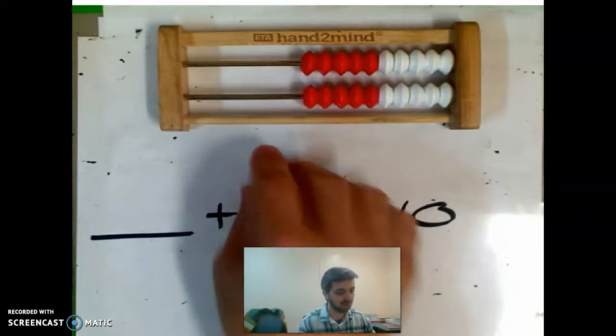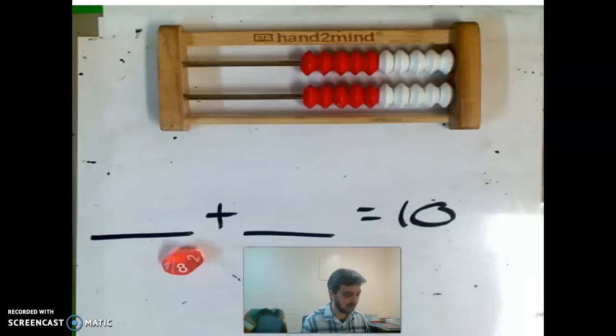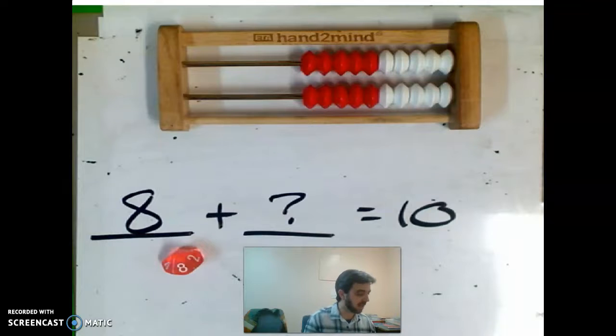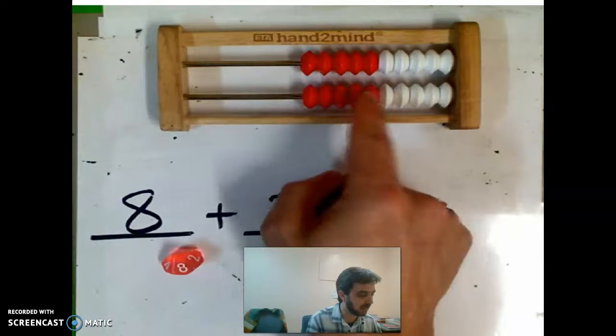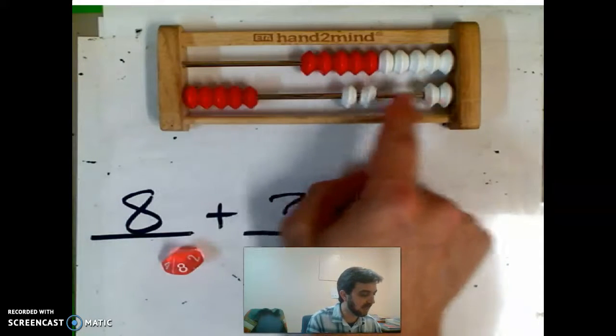Okay, so I'm going to roll the die, and I got an 8. I'm going to write down 8. Now what I don't know is this. So I'm going to use my Rekenrek. I'm going to count off 8. That's 5, 6, 7, 8.